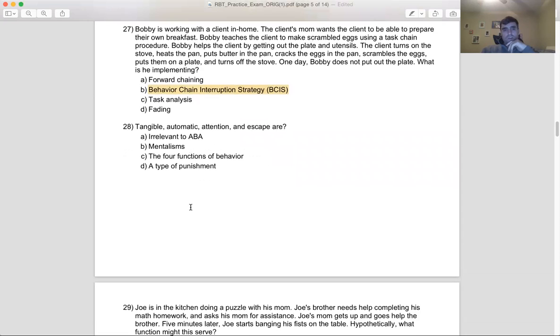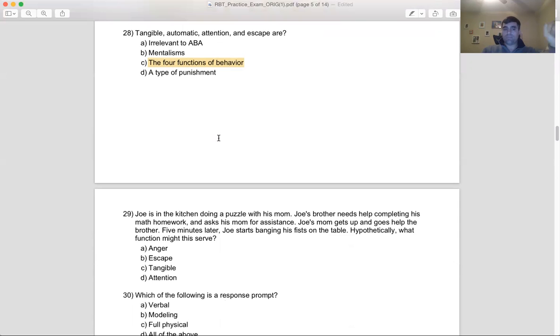28, tangible, automatic, attention and escape are, you should immediately know this, okay? 4 functions. Remember, you need to know this. This is the most important thing, right? Because whenever you see behavior, the first thing you should think is, what is the function, okay? Other answers irrelevant to ABA? No, these are very relevant. Mentalisms? No, we can record and observe and measure these. And then a type of punishment? No, okay? Whenever you see these 4 words, think function immediately, all right?